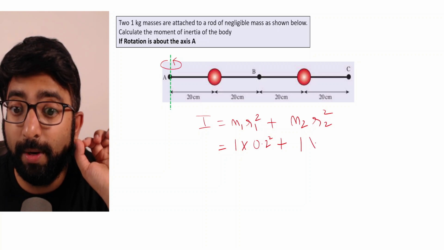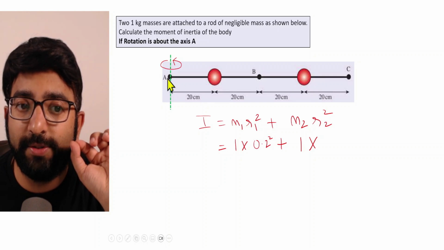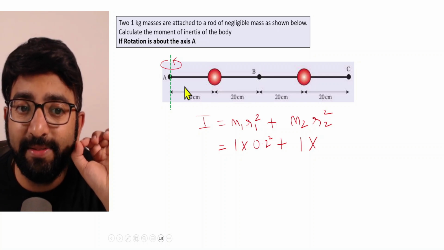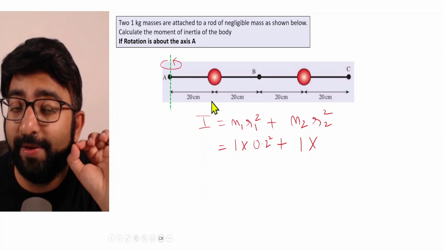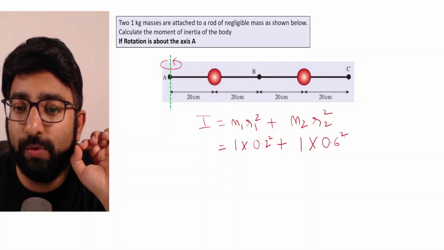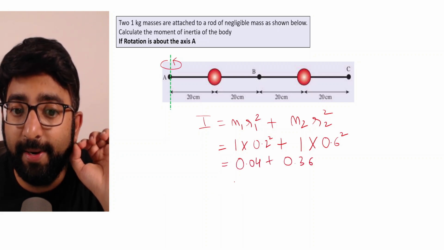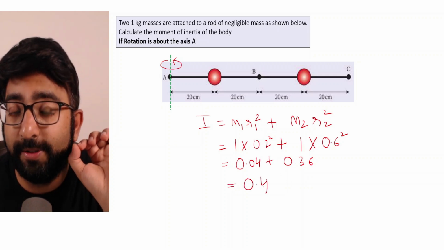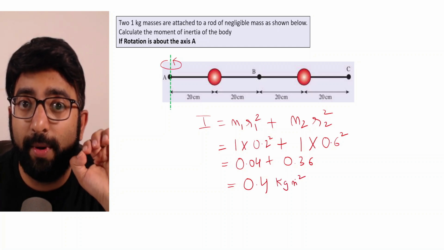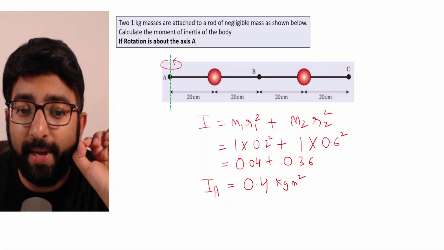plus the other mass is also 1 kilogram. So m2 is also 1 multiplied by r2. R2 will be the distance of the second ball from the axis of rotation. So the distance from the point A all the way till the second ball. And that distance is 20 plus 20 plus 20, which is 60 centimeters, which is 0.6 meters. And if we solve this, 0.6 square, we'll get 0.04 plus 0.36, and if we solve this we are going to get 0.4 as the value. Now the unit of moment of inertia we have already discussed will be kilogram meter square. Hence this is the moment of inertia of the entire system but about the axis A.